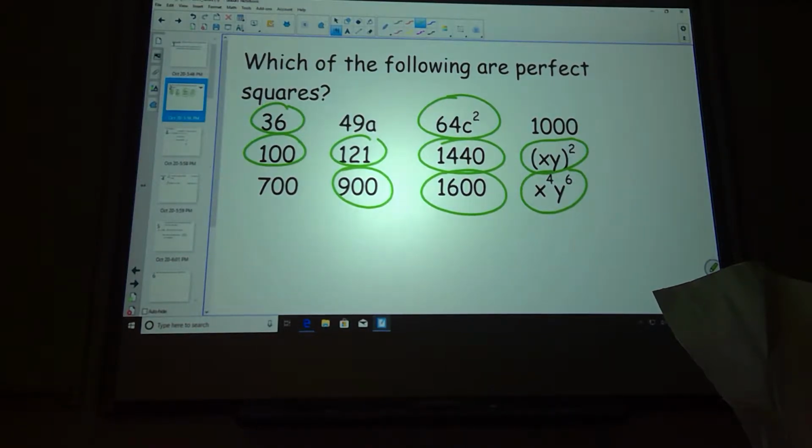Wait. Why is 49a not a perfect square? Because a isn't squared. If it was 49a squared, it would be 7a, 7a. 700 breaks down to 7 times 100, though it has a perfect square as part of it. That's not a perfect square.